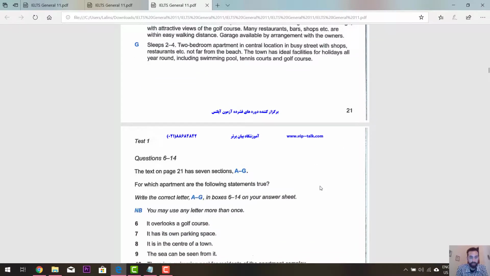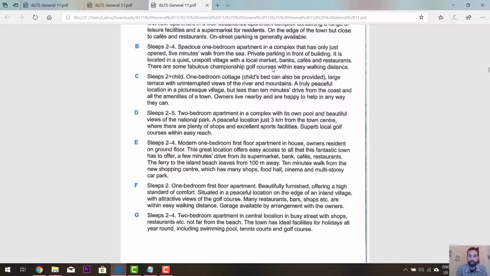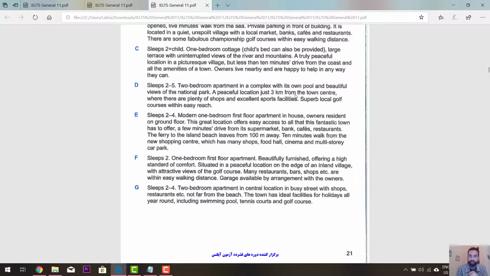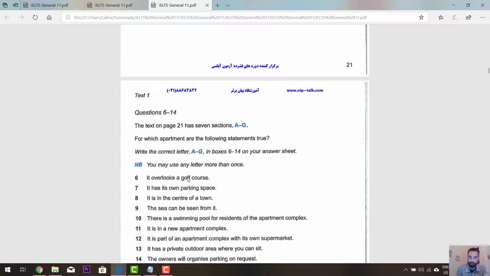It overlooks a golf course. It says it overlooks. This one says the golf courses are walking distance, but it doesn't mention anything about overlooks. So that might not be the correct answer. So you've got to be careful, because it says it overlooks a golf course, not that it's near a golf course. So it could be a different house. We'll have to read through them all and see.